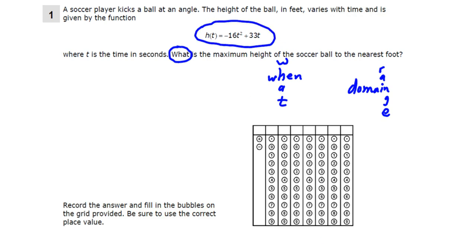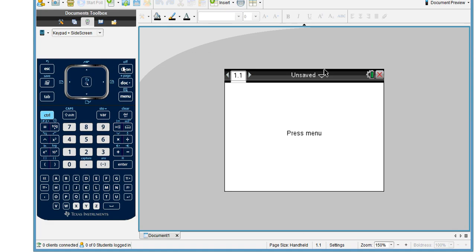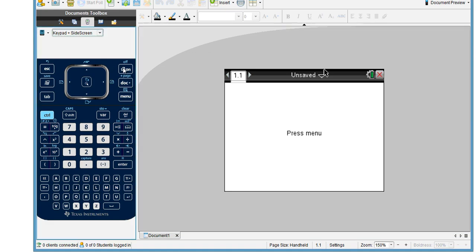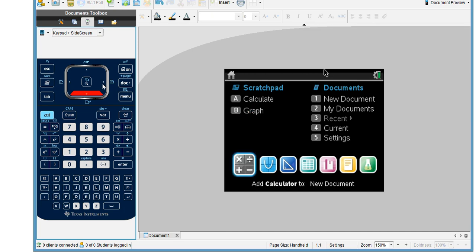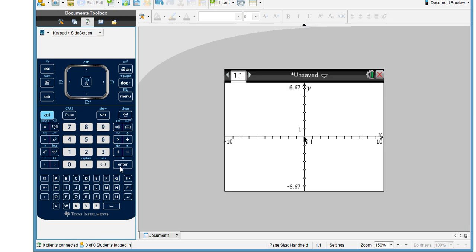I have a TI Inspire CX calculator, which I pull up right here and go to a graph page. My computer's a little bit slow, so there'll be a little bit of a lag time in this, but that's just the limitations of the equipment I have. So here we get a graph, and I'm going to enter the function. If we press tab, we get a function here, and we're going to put negative 16. Instead of using t, I'm going to use x: negative 16x squared plus 33x.